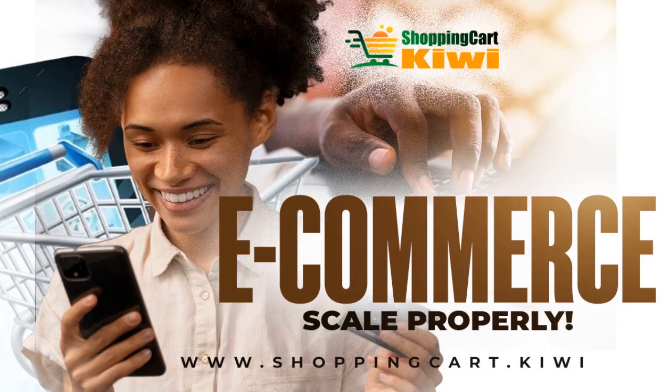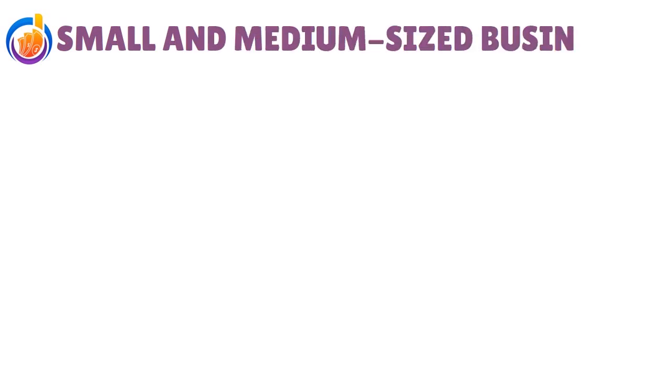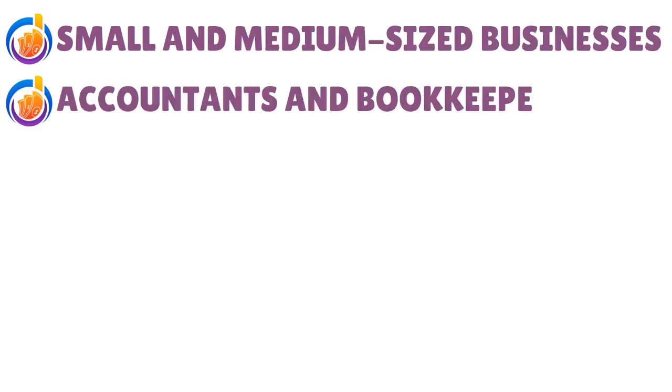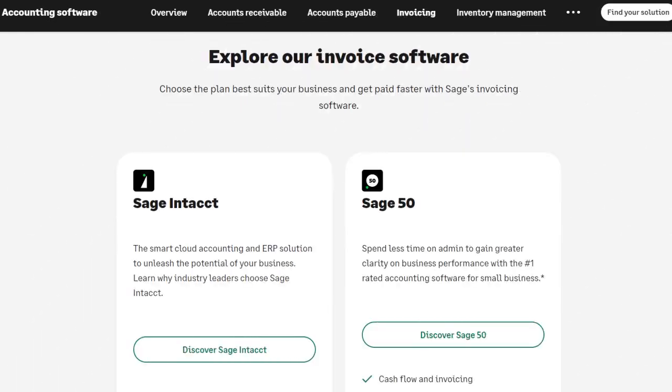I want to talk to you about the Sage 50 invoicing software details. We think that Sage 50 invoicing software is ideal for small and medium-sized businesses, and also for accountants and bookkeepers. Now, if you're a micro business, you're not going to actually appreciate the breadth and depth of Sage 50 invoicing software. Let's talk about the price and plans. You can see on the screen that Sage 50 wants you to contact the company, right? Because they do not publish anything about the pricing.